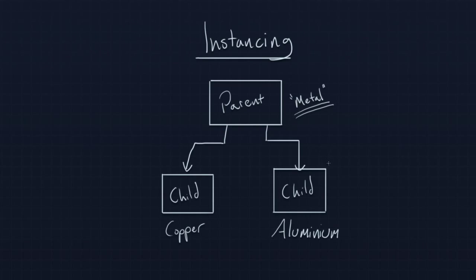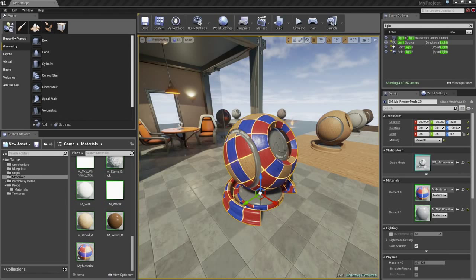So what you're doing essentially is starting off with the exact same properties and you're making changes to them. And these properties are going to be referred to as parameters. And a parameter is just a value that can change once you instance off a material. So let's go ahead and take a look here inside of Unreal.